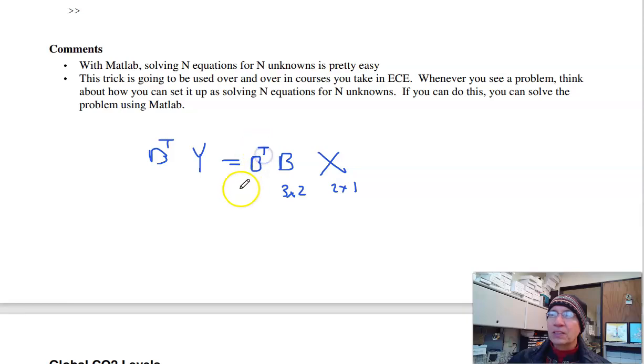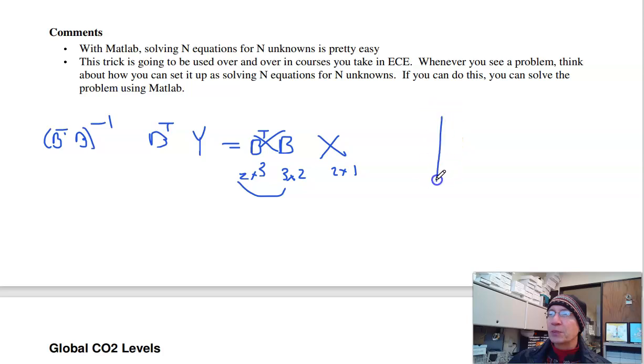When I do that, this is a 2 by 3 matrix. 2 by 3 times 3 by 2 is a square matrix. I can invert that. So multiplying the left by B transpose B inverse, this cancels, and I get the answer. So this is the least squares solution. B transpose B inverse times B transpose times Y are my unknowns. What that does is if you have a bunch of data points, like so, it's going to find out what curve minimizes the sum square difference. Hence the name least squares.